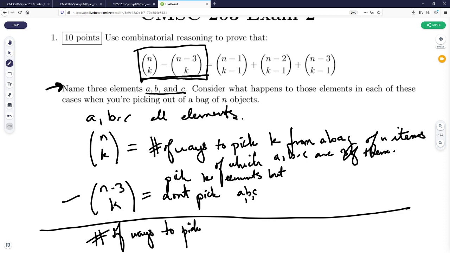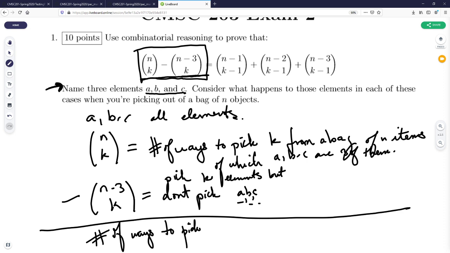So this is the number of ways to pick anything, k elements out of n in a bag. This is the number of ways that we're going to only pick elements that are not A, B, and C. That's the terrible way to say it. The right way to say it is this is the number of ways to pick elements that aren't A, B, and C. So there we go.